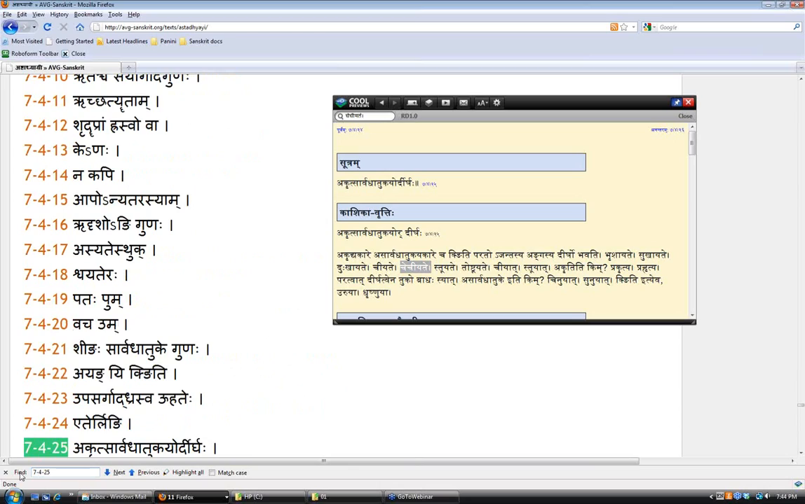Any passive will take it because sarvadhatuke yak. If that angam is ending in an ach, then the sutram applies. So that is probably the most common application of this sutram, akrut sarvadhatukayoho dirghaha. We have to apply the sutram first, and then, okay, let us go to the dhatu vritti.